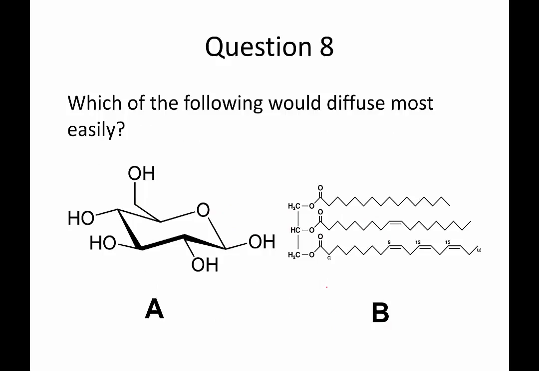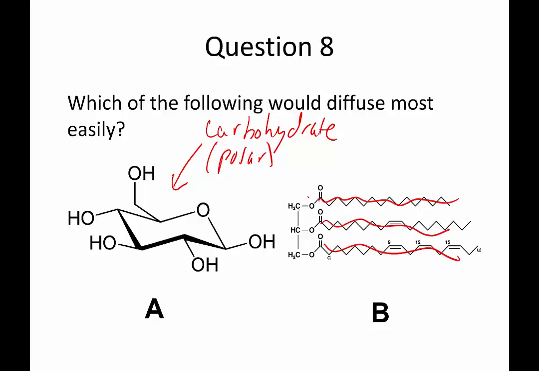Here's question 8 for Blackboard. Which of the following do you think would diffuse most easily across a plasma membrane, A or B? Here you need to figure out first which of these molecules is polar. The best way to figure that out is to know what these molecules are. Here we have a carbohydrate. Carbohydrates are always polar, so they're hydrophilic. On the right, we have 3 tails and a glycerol group, so this is a triglyceride. This is nonpolar.